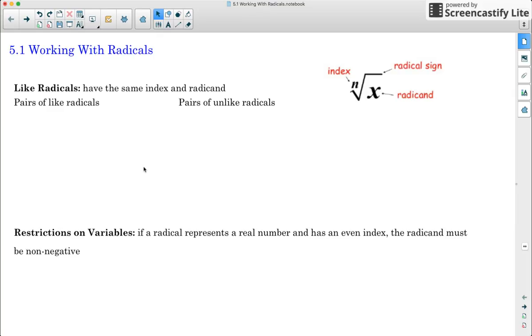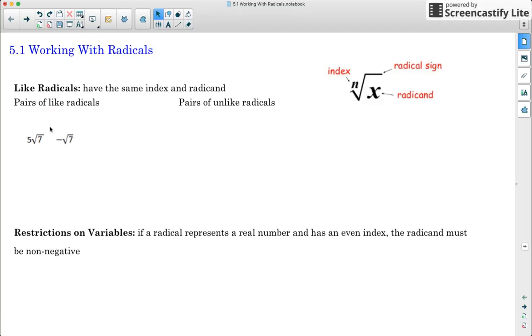Some of this should be a review for you. This information over here should all be a review for you. Keep in mind that we need to recall what like radicals are. These are things that have the same index as well as the same radicand.